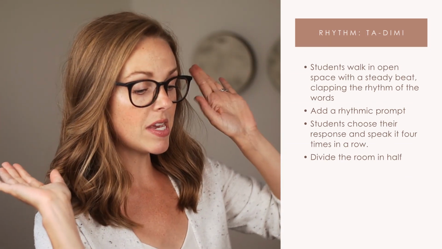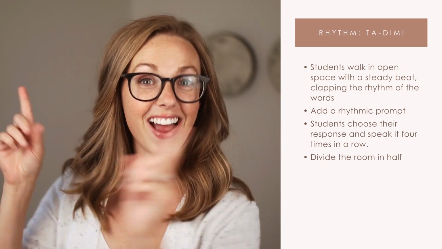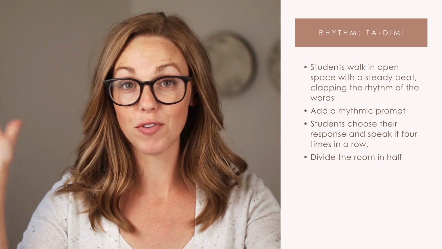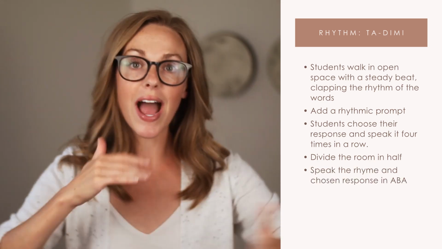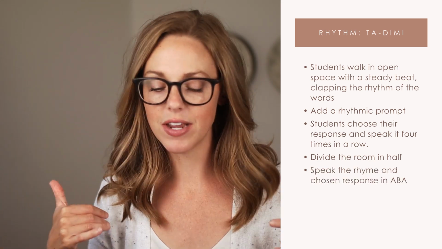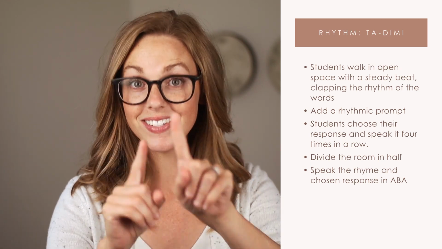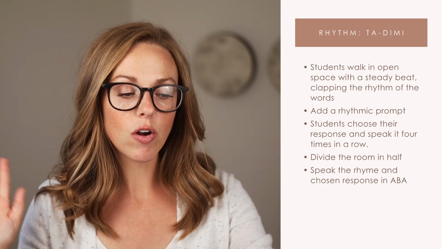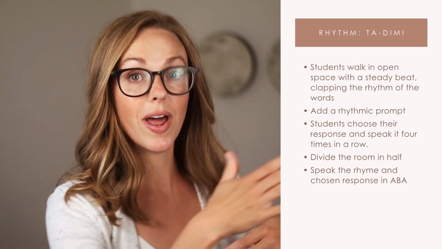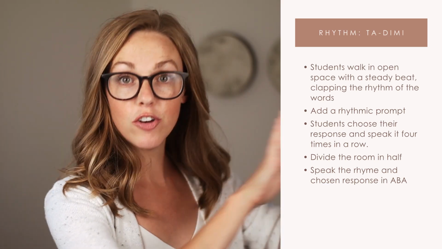So let's put it together. We will have one half of the room be no problem, and the other half of the room is looks like they're late, I'll start without them. Students can choose which response would you have if your friend were late. So students are going to start out in open space. They're just scattered anywhere. And as they speak the rhyme and clap the rhythm of the words, remember we've already done this earlier in the activity, they are going to use that rhyme to walk to whatever side they choose. Either no problem or looks like they're late, I'll start without them.